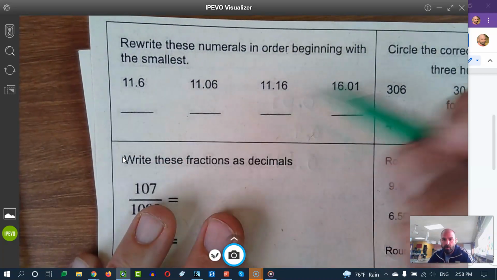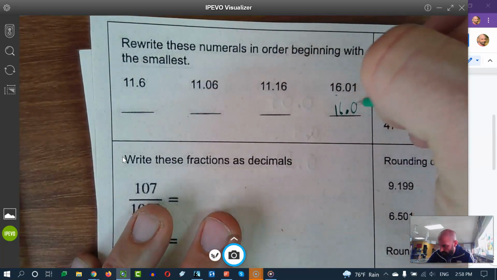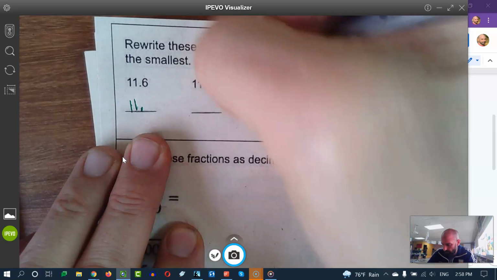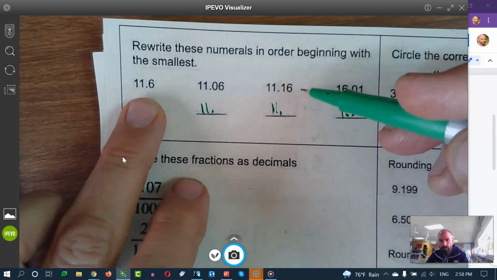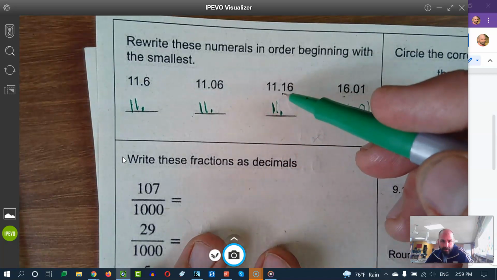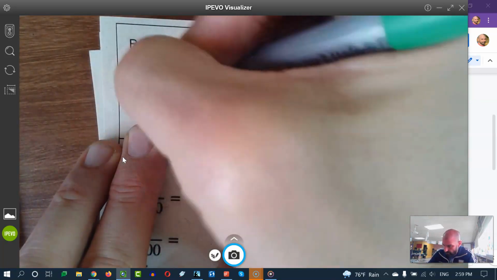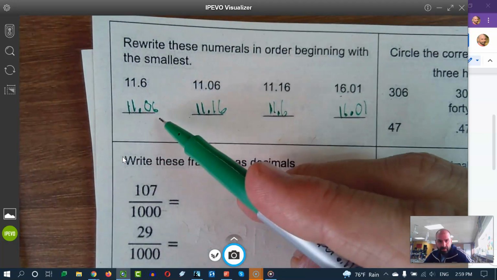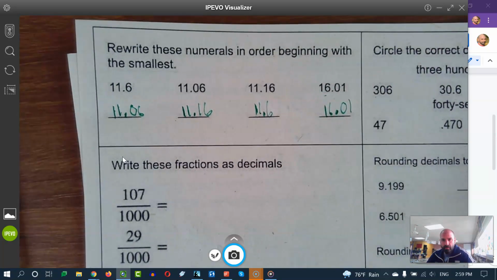Smallest over here, largest over here. Again, seeing this, I see 16, so I know this is going to be my largest number. And now I compare. So 11, 11, 11, I'm just going to write those in. 11 decimal point, 11 decimal point, 11 decimal point. So now everything has to do with the right of the decimal point. I see a 6, a 0, and a 1. Well, I can put that in order. 0 is the least, 1 is the next, and then 6. So this would be 0.06, 0.16, and 0.6. So 11 and 6 hundredths is less than 11 and 16 hundredths, which is less than 11 and 6 tenths, which is way less than 16 and 1 hundredth.